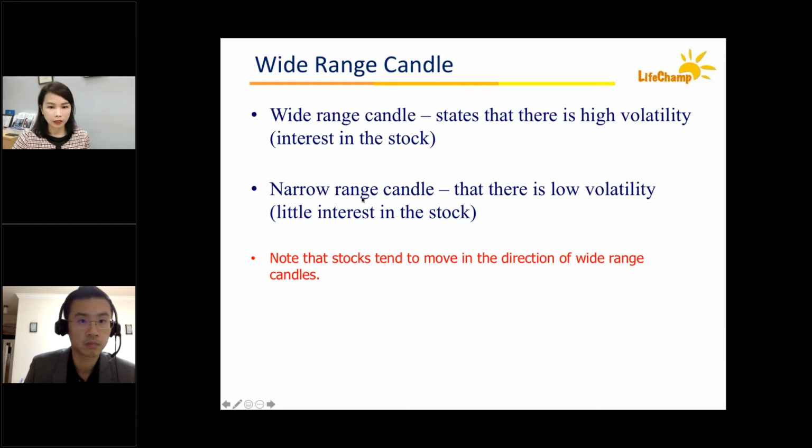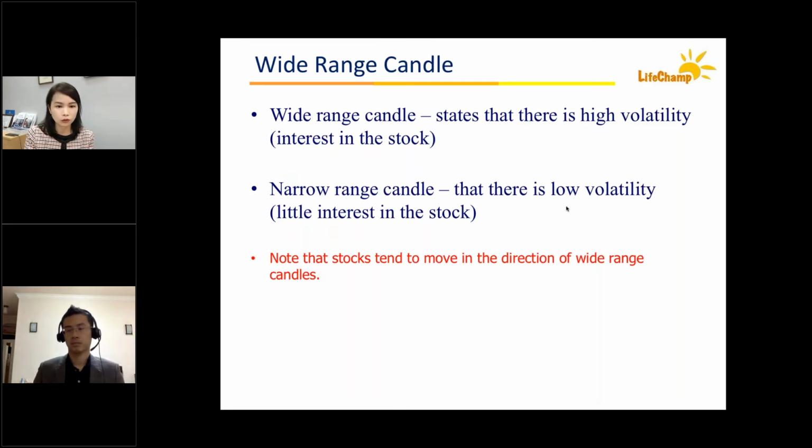Then the narrow range candle represents low volatility. That means that day maybe it only moved like 10 cents, where the price is maybe 10 ringgit. Which is quite a lot also. Or maybe it moved 5 cents or 3 cents. So that means the price action is very limited. Maybe people are not so interested in the stock. The buying and selling volume maybe is not that high.